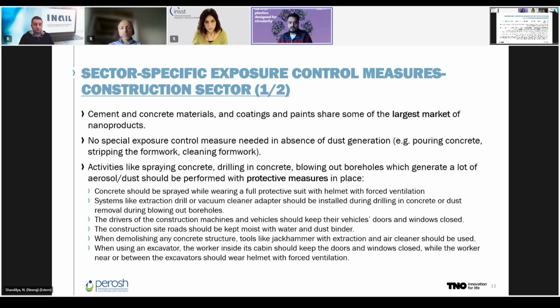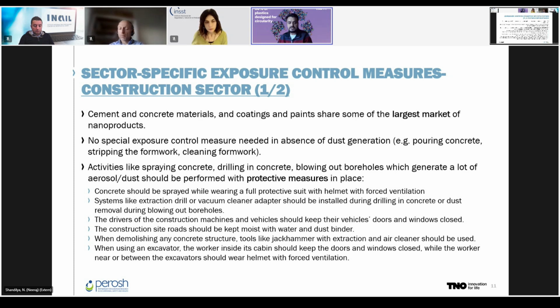The construction sector, the last sector to talk about. Here we have cement and concrete materials and coatings and paints. These are the products which share some of the largest market within the construction sector. And there are several activities when working with cement and concrete materials which do not involve any dust generation. So there can be some activities like pouring concrete, stripping the formwork from concrete components, cleaning formwork, etc. For such activities, no special exposure control is needed.